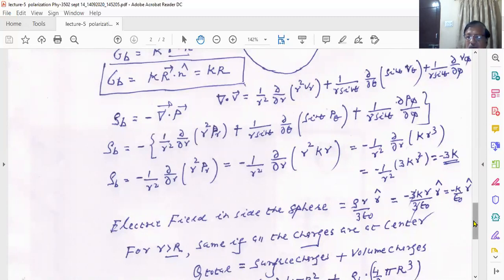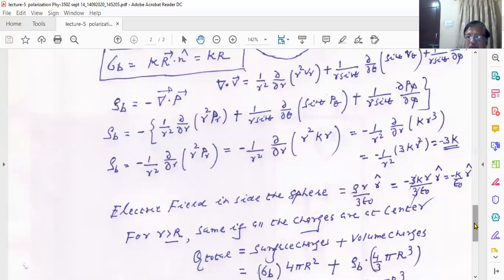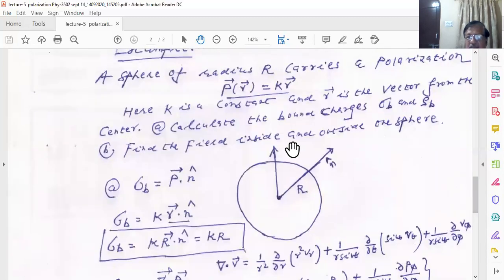Now, for r greater than capital R, you may consider that this spherical charge distribution is behaving like a point charge distribution. All the charges which are distributed uniformly, you can consider as accumulated at the center, and the effect is produced from the center itself.